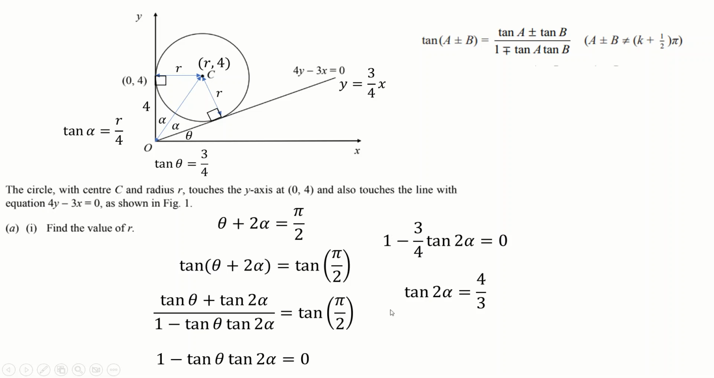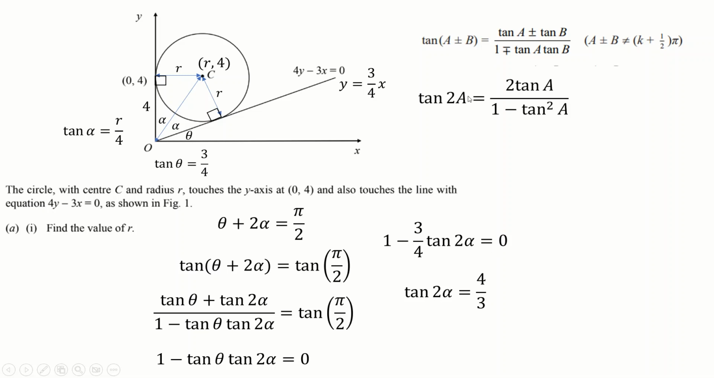You move this over, times by 4 divided by 3, to get this. Now, I want tan alpha because that gives me something. If I knew the value of tan alpha, I could find r. I know tan 2 alpha is this, but looking at this formula again, if you set a equal to b, you get this.